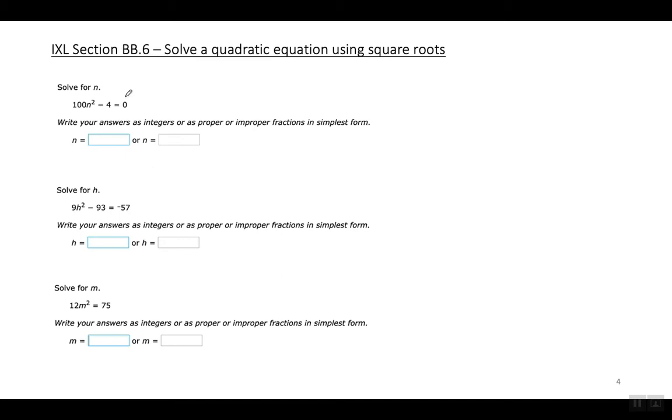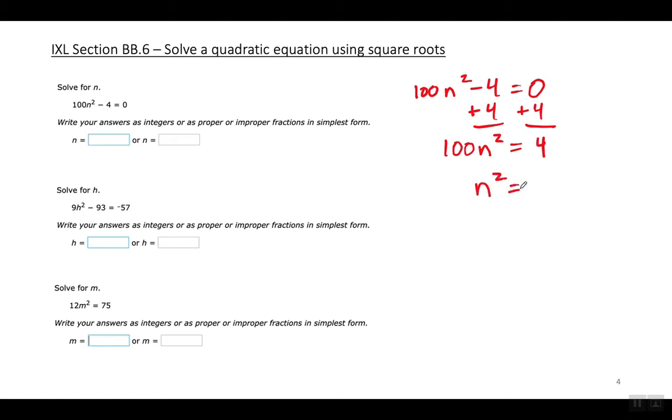Okay, moving on. Same thing. Again, I first have to get the variable isolated on one side of the equation. For our first example, we have 100 n to the second power minus 4 equals 0. First move the 4 to the right by adding 4 to both sides. Now we have 100 n to the second power equals 4. Now move the 100 to the right and divide.